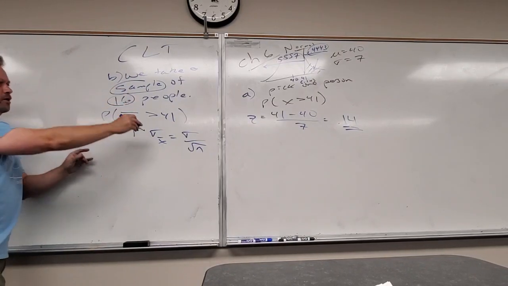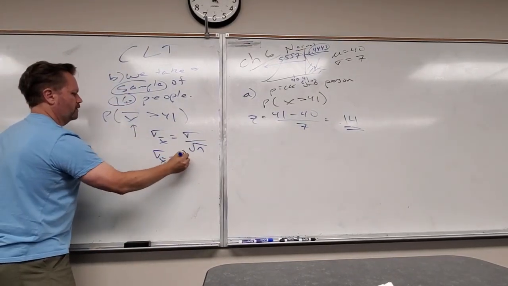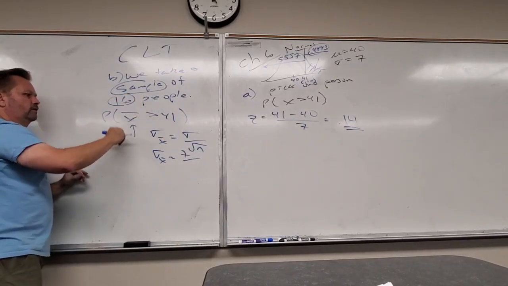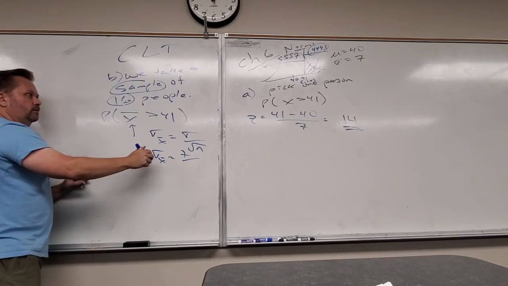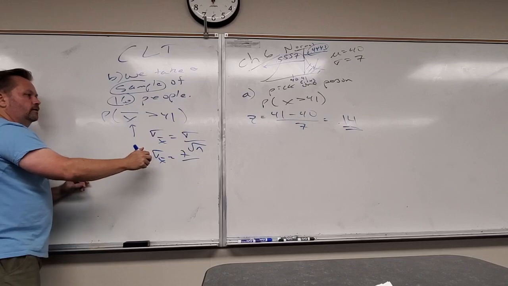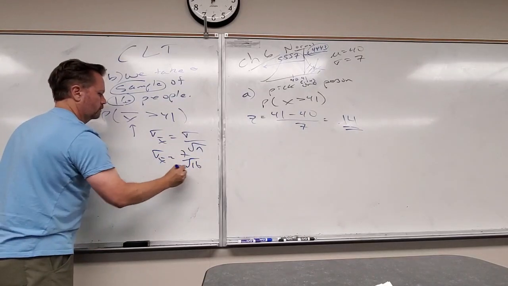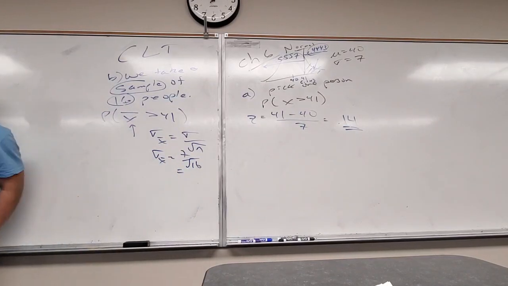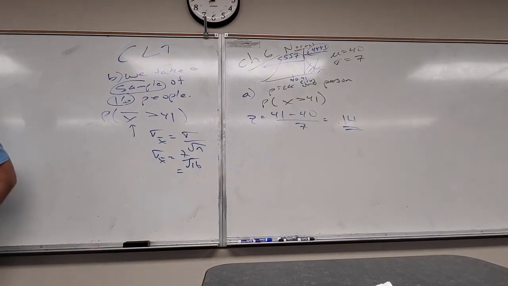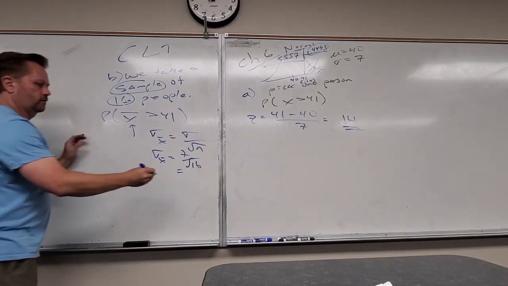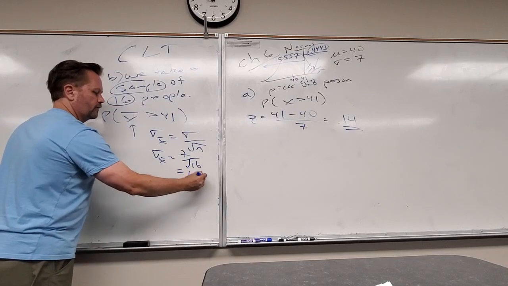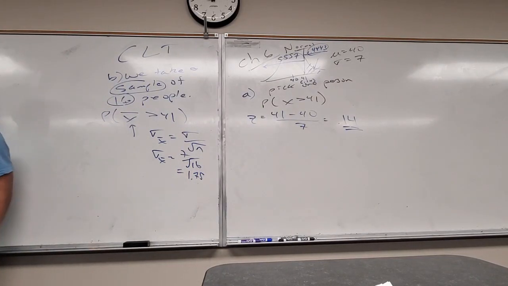Okay, so can somebody help me out? What does it become? So it was 7. Now I'm going to divide by the square root of 16. It should come out to be 1.75. You can double check me.